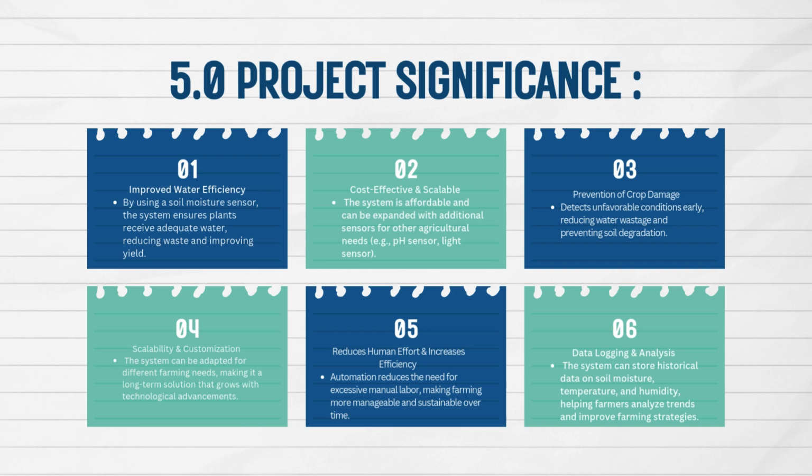Next, cost-effective and scalable. The system is affordable and can be expanded with additional sensors for other agriculture needs. For example, a small farm can start with basic sensors such as soil moisture, temperature, and humidity. As the farm expands, additional sensors like a pH sensor or a light sensor can be integrated without replacing the entire system. This will make smart farming technology accessible to small and medium-sized farms.